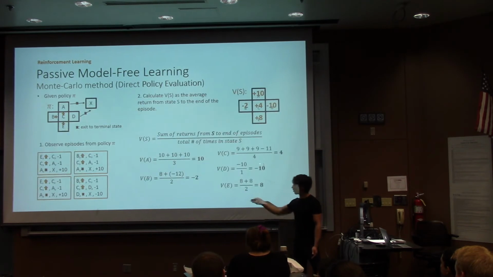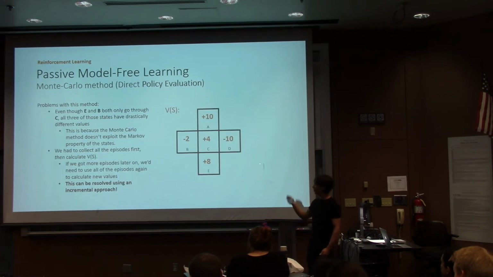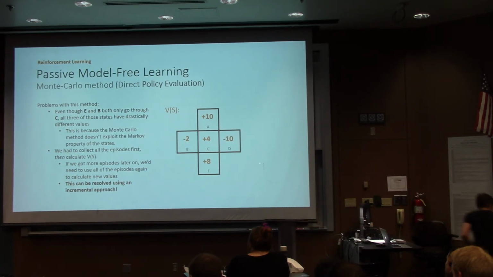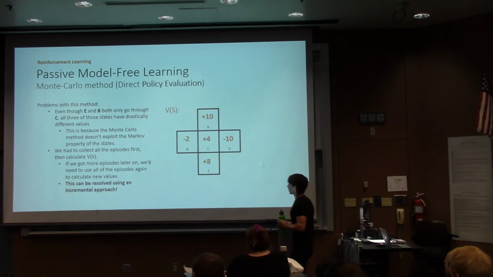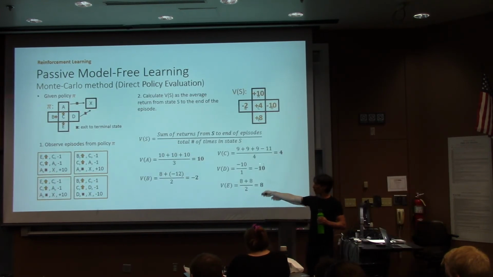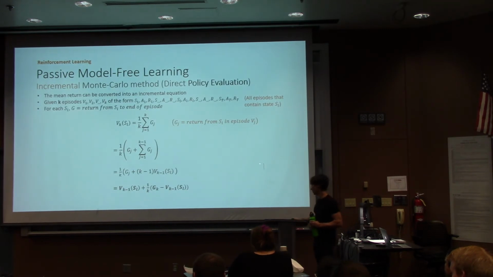Also, notice that in order to do this, we have to take all of our episodes at the beginning. And after we had those episodes, we could compute the values. But if we were to get more episodes later on, we would have to recalculate our values of S for all the old episodes plus the new episodes. However, that problem can be fixed by using an iterative method.